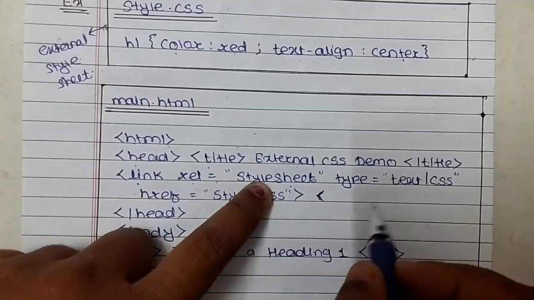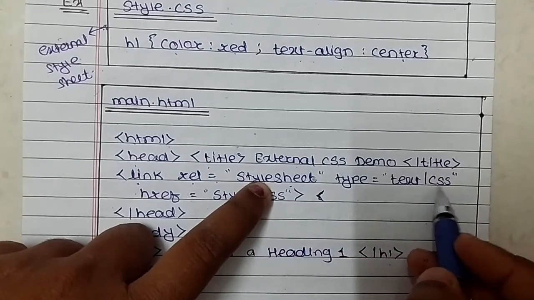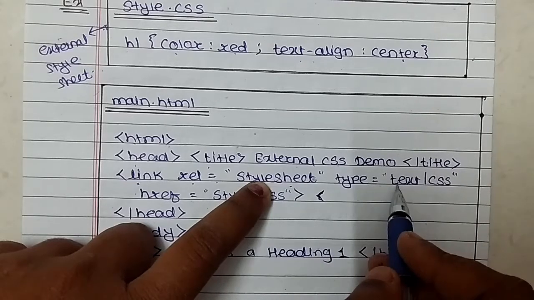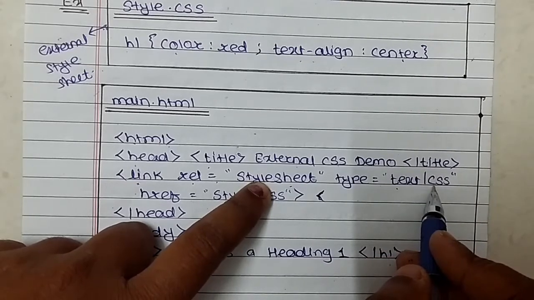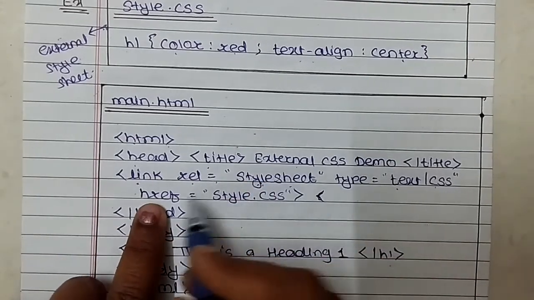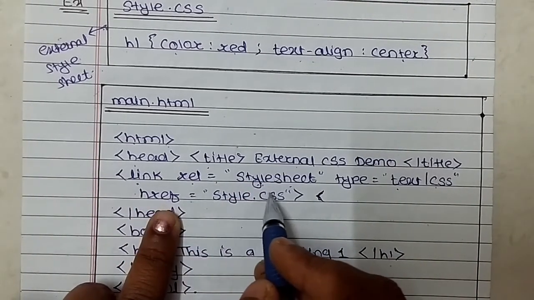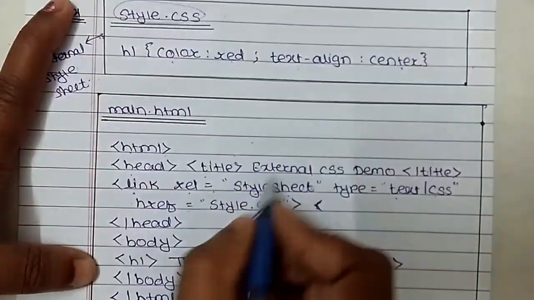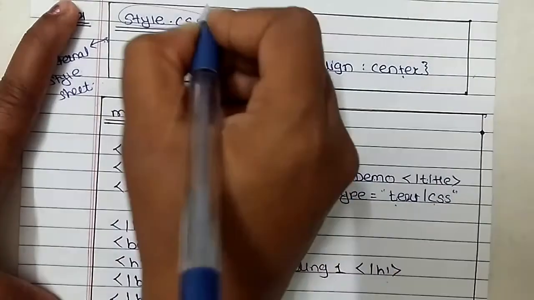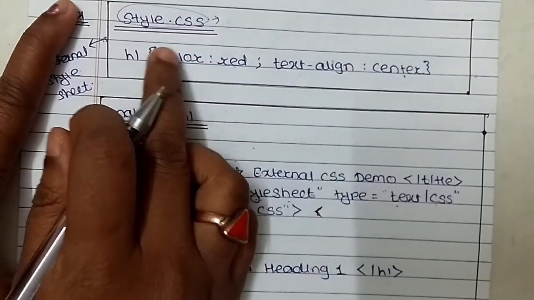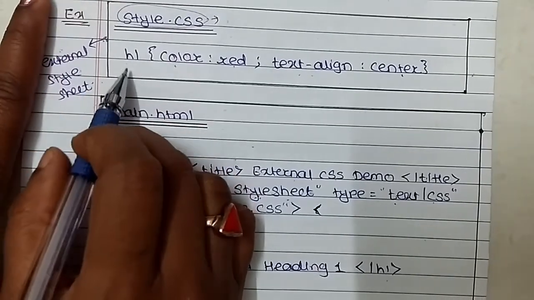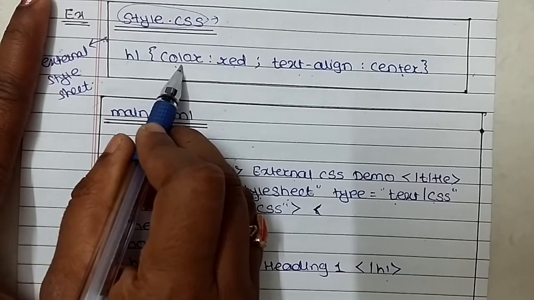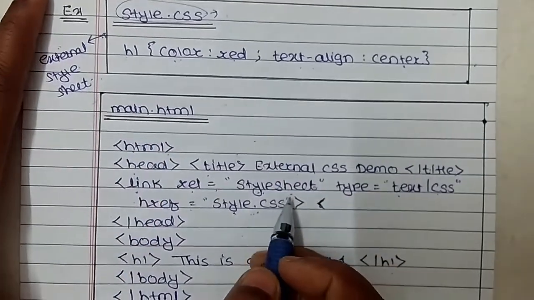Then type is equal to text/css, meaning the type of the document is text or CSS. Clear? Next, href is equal to style.css, that means when this line is executed, the control goes to style.css. In style.css, one element is h1, in which two properties, color and text-align, are assigned.